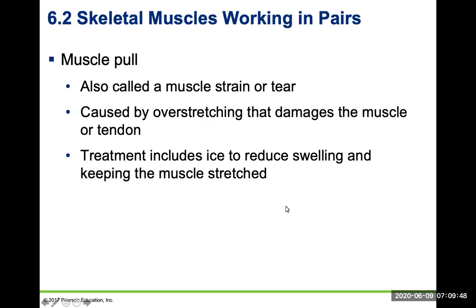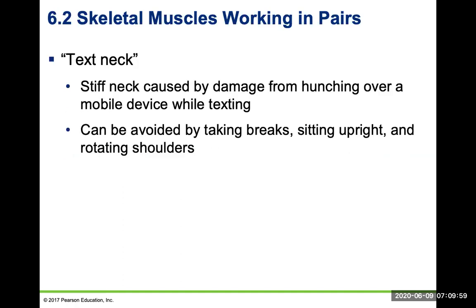A muscle pull, also called a muscle strain or tear, is caused by overstretching. That damages the muscle or tendon, and treatment includes ice to reduce swelling and keeping the muscle stretched. Text neck can be what we call a stiff neck, caused by damage from hunching over a mobile device while texting. It can be avoided by taking breaks, sitting more upright, and rotating your shoulders.